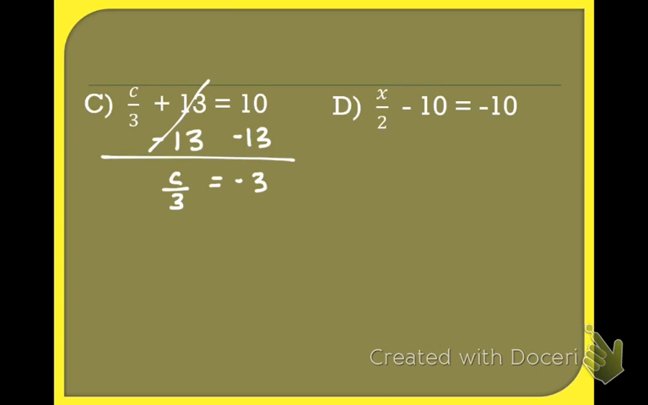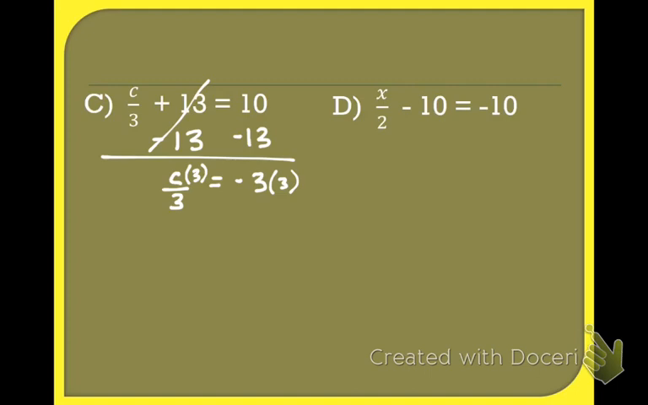There's still something else attached to it. What is attached to it? What's attached to the C? 3. What about 3? Adding 3, subtracting 3, multiplying, dividing 3. What's the opposite of divide by 3? Multiply by 3. If I do it to the left side, I have to do it to the right side.